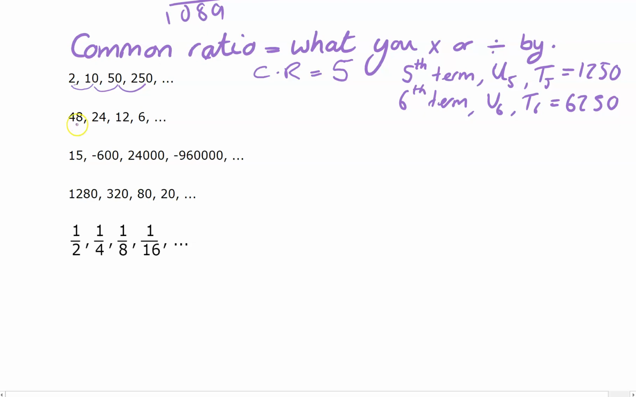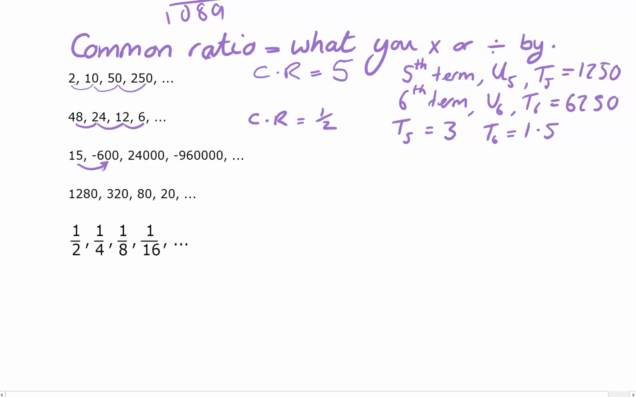Next one. So this one, the common ratio is to divide by 2. So you are halving it. So I'm going to stick with T, I think. So T5 is going to be half of that, which is 3. And T6 is going to be half again, which is 1.5.